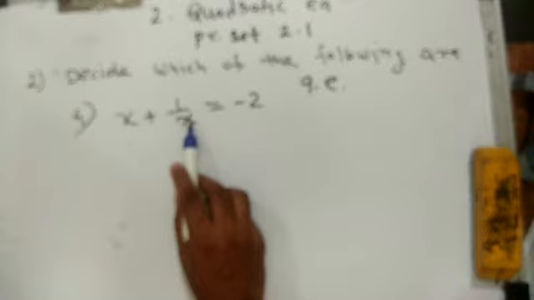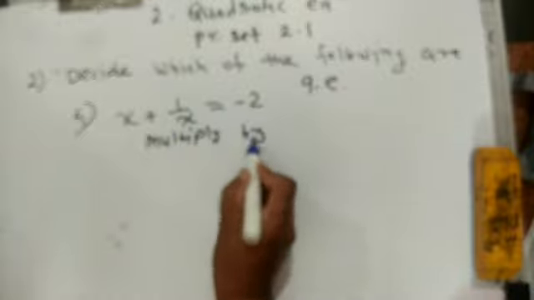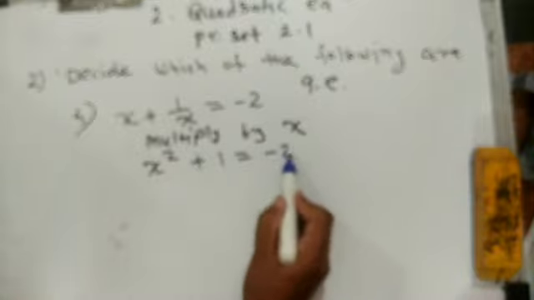Again, same type of problem. Here in the denominator there is an x, therefore multiply throughout the equation by x. Therefore multiply by x. Then what we get? We get x square plus 1 is equal to minus 2x.